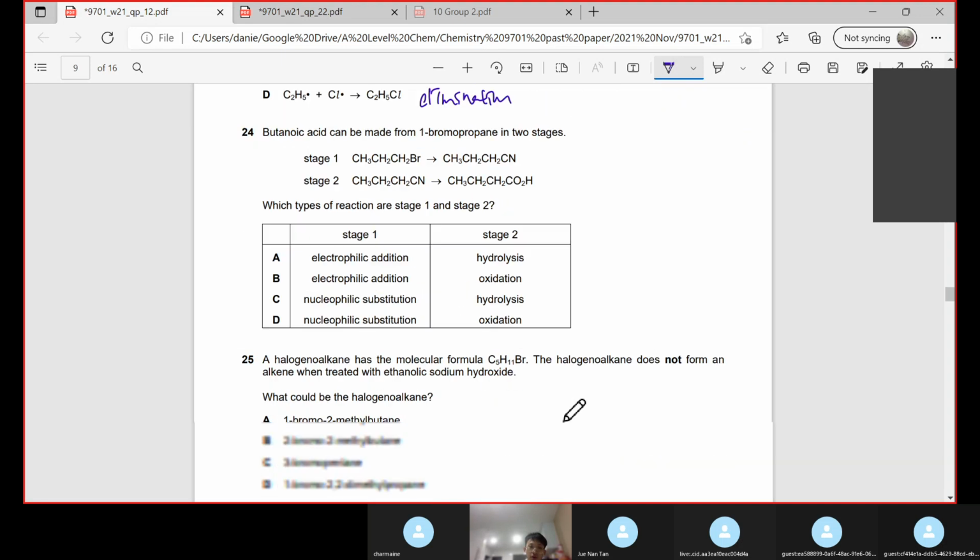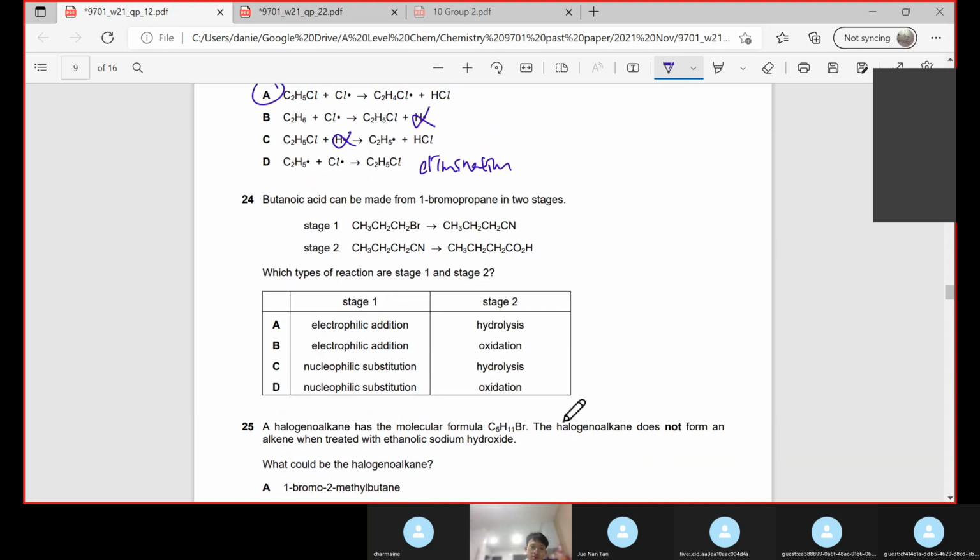Okay, 24 is stage 1 nucleophilic substitution, stage 2 is hydrolysis. So answer C, this one is quite straightforward.